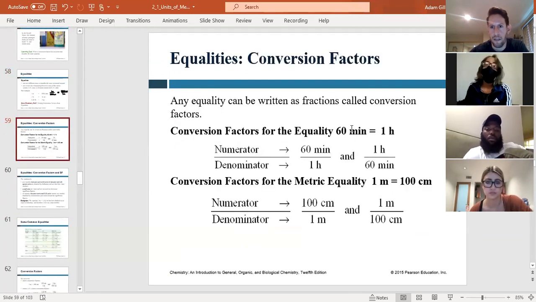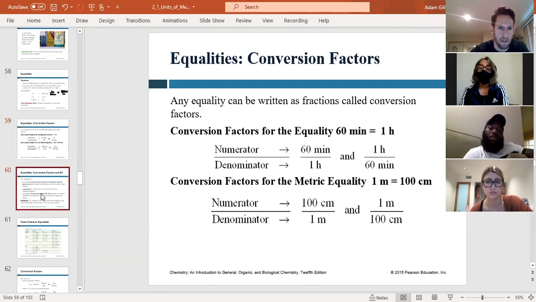And so here, your book uses the example 60 minutes per hour. So you can write that as 60 minutes per 1 hour or 1 hour per 60 minutes, right? You can write the fraction either way. The reason why this is important is because when you start doing math problems, you're going to have to input your conversion factor in there, and you're going to want to put it one way or the other, depending on what you're converting. So we'll do some examples to clarify that.